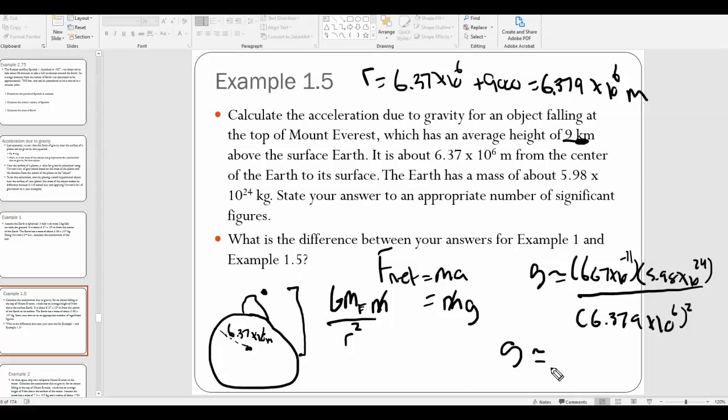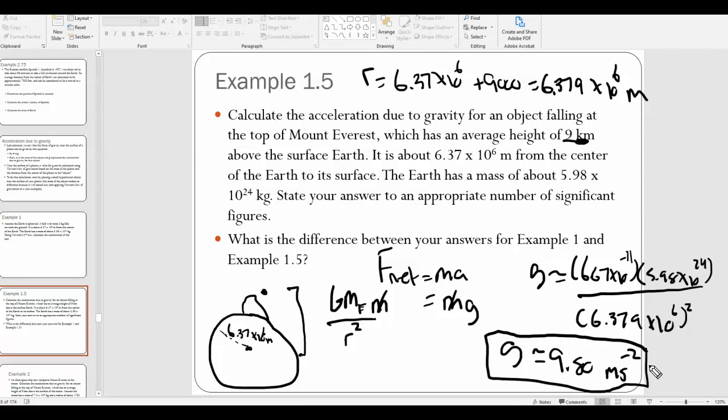So let's see what this gives us. 6.67 times 10 to the negative 11 times 5.98 times 10 to the 24 divided by 6.379 times 10 to the 6 squared. And I think I plugged that into the calculator wrong. Yes, I did. Okay, so I need to add parentheses on the bottom, and the value I get is about 9.08 meters per second squared. Okay, so that is the answer for example 1.5.